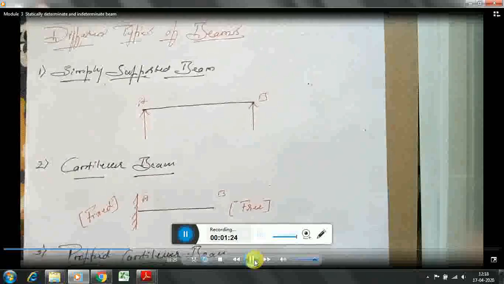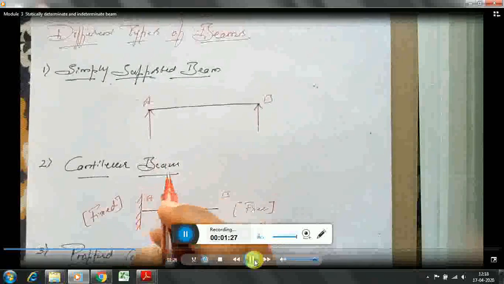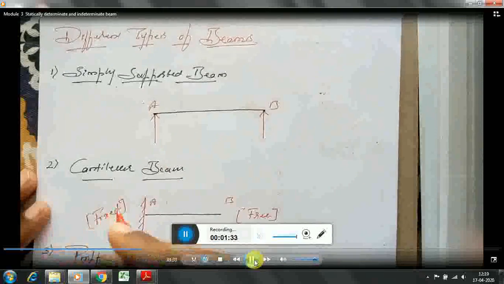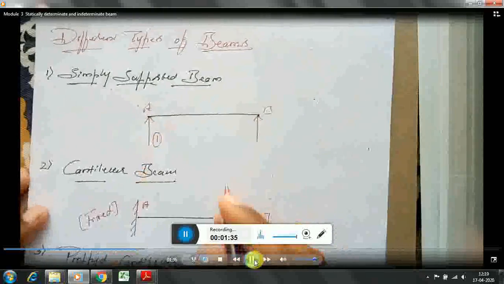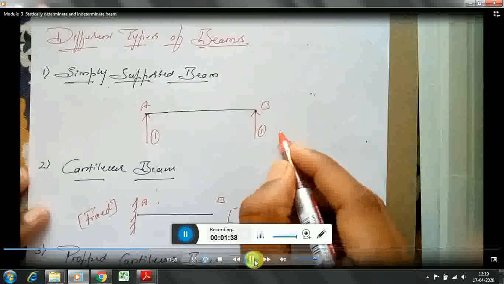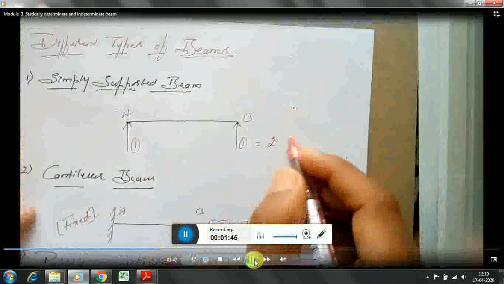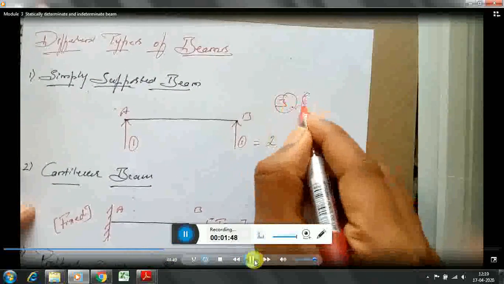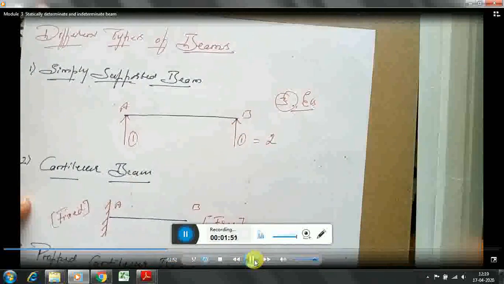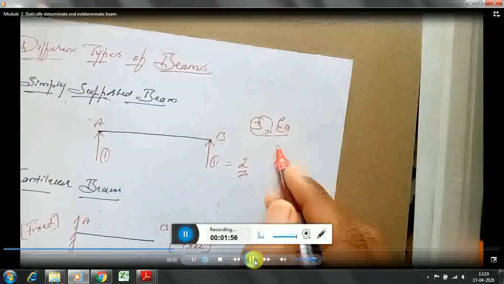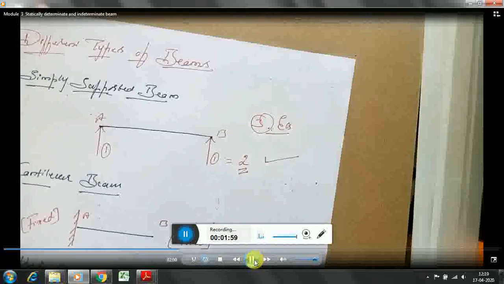So I will explain this concept with the help of these examples now. If I look at the first beam, the simply supported beam, it is simply supported at A and B, so it is having one reaction at A and one reaction at B. Totally it is having two reactions. And I have three equilibrium conditions, and I have only two unknowns. So the simply supported beam is a statically determinate beam.